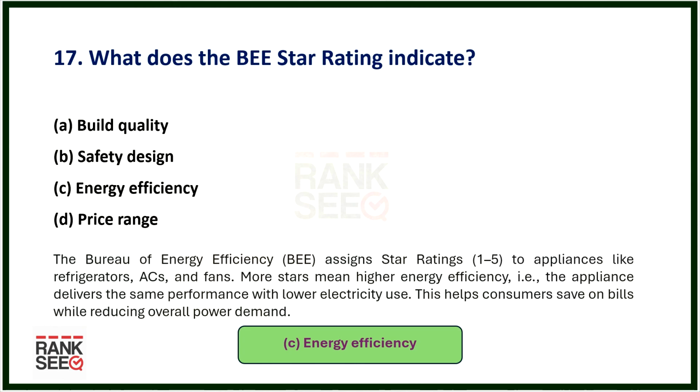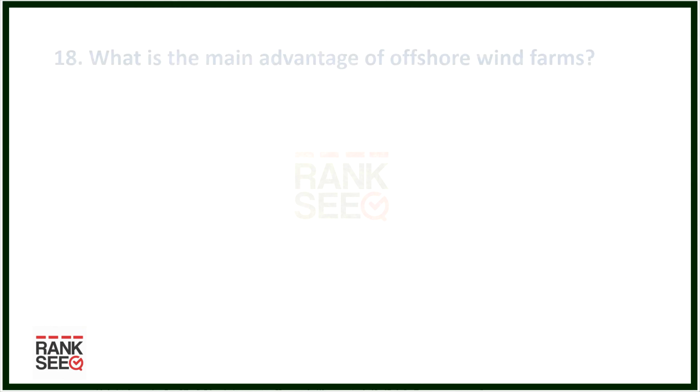Explanation. The Bureau of Energy Efficiency, BEE, assigns star ratings 1 to 5 to appliances like refrigerators, ACs, and fans. More stars mean higher energy efficiency, i.e., the appliance delivers the same performance with lower electricity use. This helps consumers save on bills while reducing overall power demand. It also supports India's energy conservation and climate goals by encouraging efficient technologies. 18.